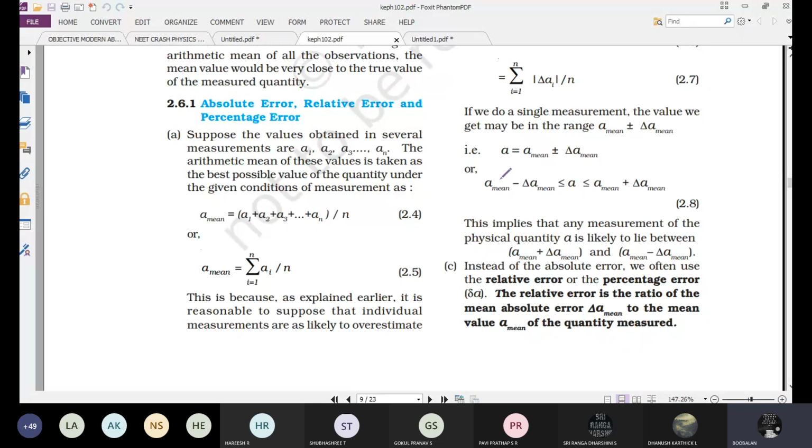Okay, if you have the book, you can take it and read this paragraph: absolute error, relative error, percentage error. If the book is not there, after the class I will share the notes with you, and you can follow those notes also. True value and mean value are both the same.